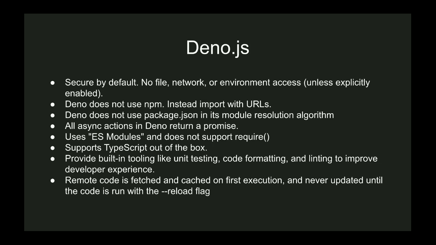All async actions in Deno return a promise. So of course, when you're doing an async action, it automatically will return a promise to you. It uses ES modules and does not support require. Now, Node actually had its own module system, which is why any Node file we created was called a Node module. In the case of Deno, we actually have support for ES modules, which is ECMAScript modules. So this is a lot more in line with how JavaScript works.